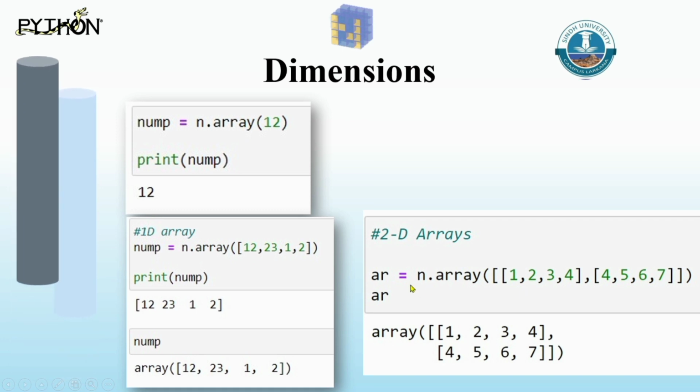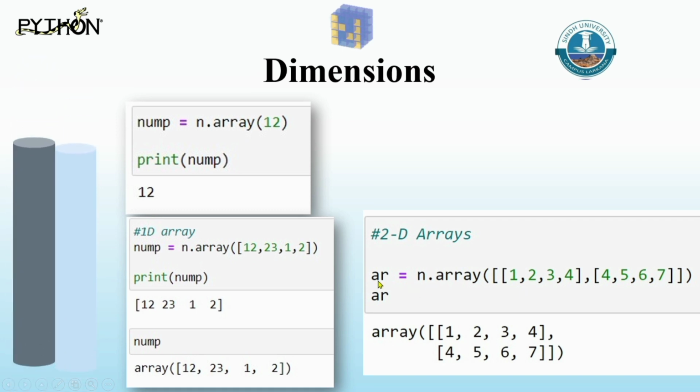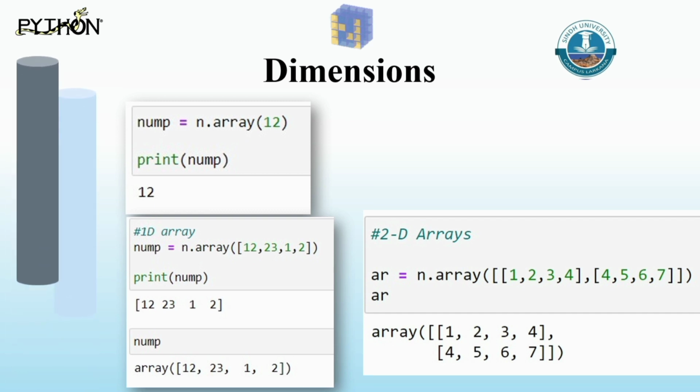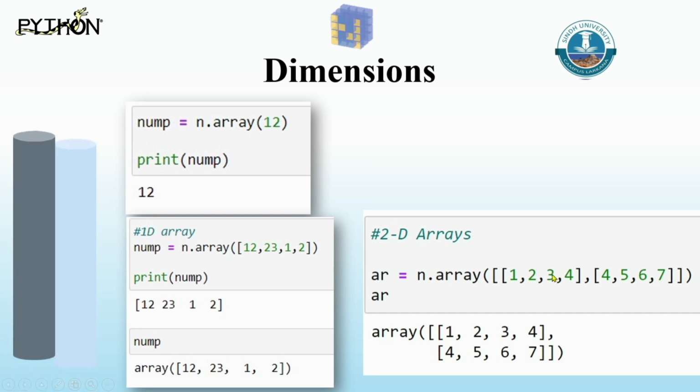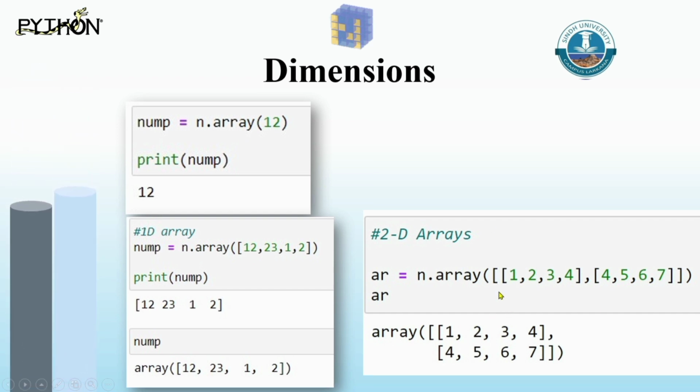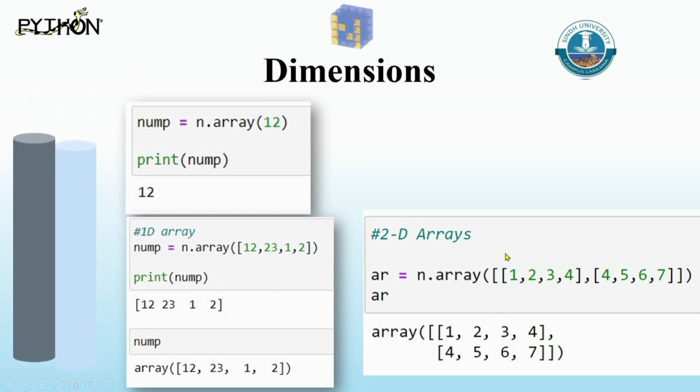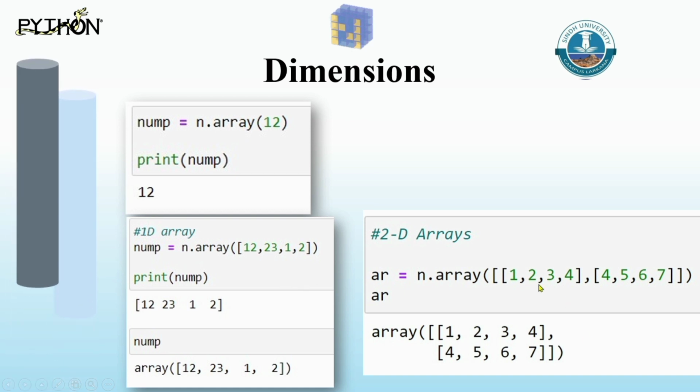Then we have 2D arrays that contain 1D arrays as their elements. There are two rows, and we can recognize the dimensions of an array by looking at the initial square brackets at the start. If there are two brackets, then it is a 2D array. If there are three square brackets, then it is a 3-dimensional array. It is a 4D or 5D array if there are four or five, and so on. It can be of higher dimensions.